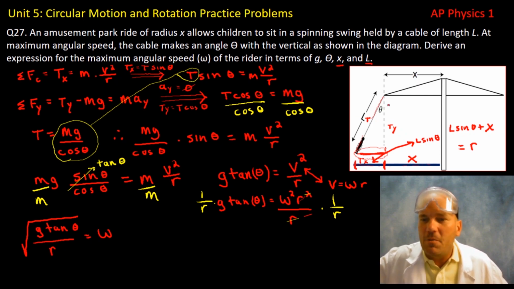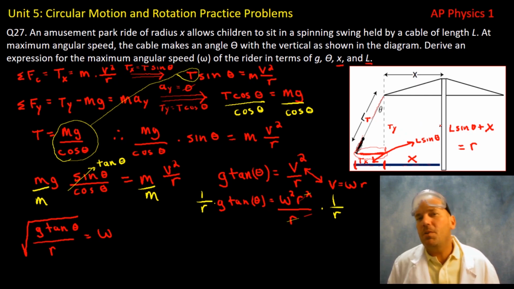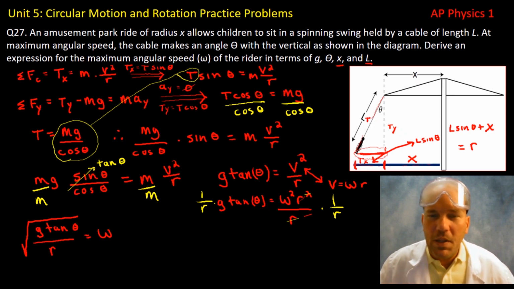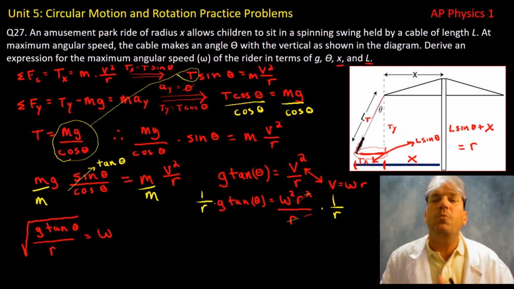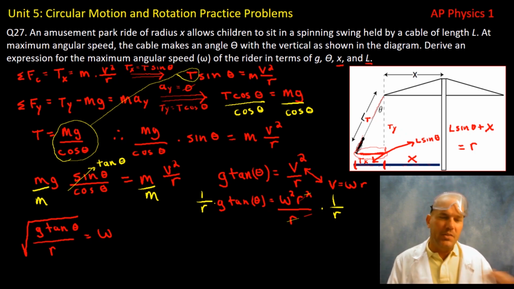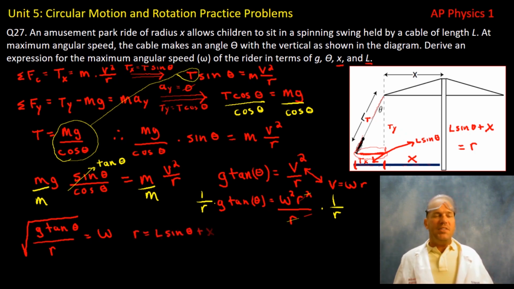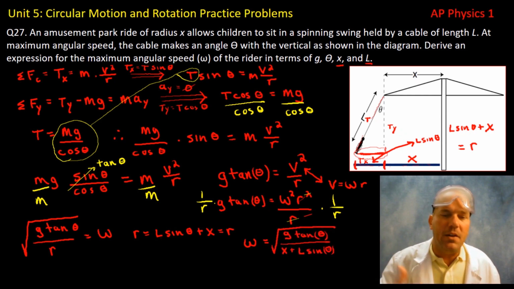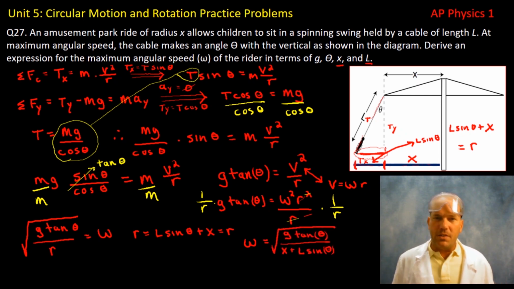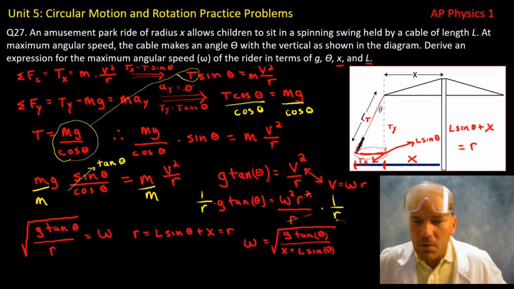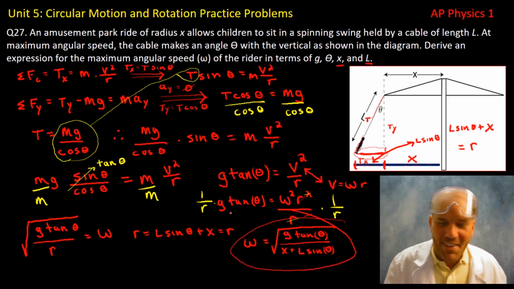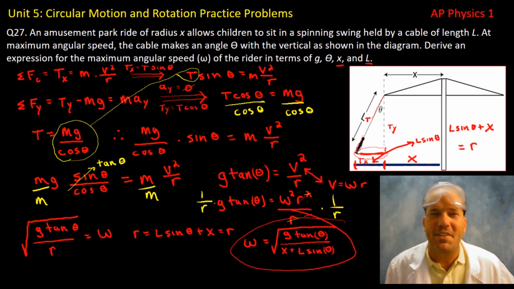And to find that, we can use trig. It is opposite, all right, of angle theta. And so L, or the hypotenuse, multiplied by sine theta, plus x will give us the total distance, which is r, the radius from the center of rotation. So we can take that mess and substitute that into our denominator to get our final answer, that the maximum angular speed is equal to this whole quantity here. All right. Good practice deriving an expression.